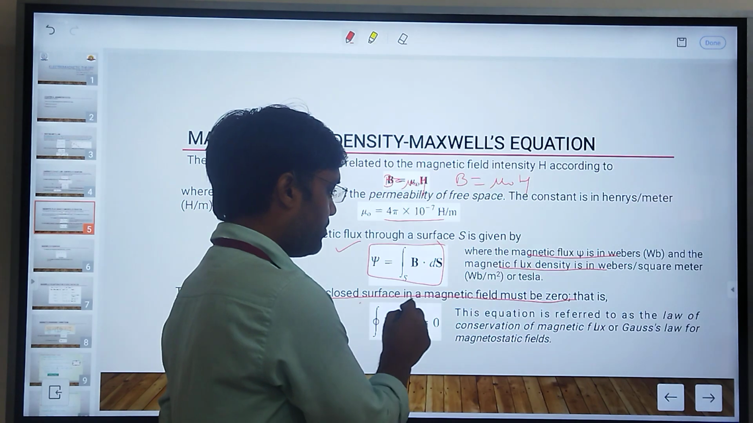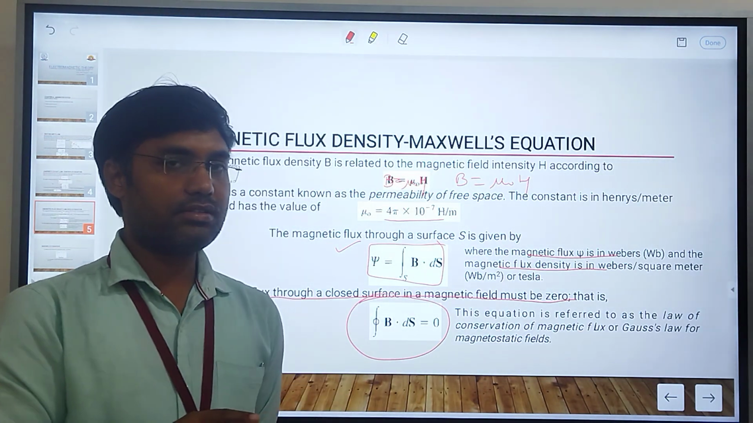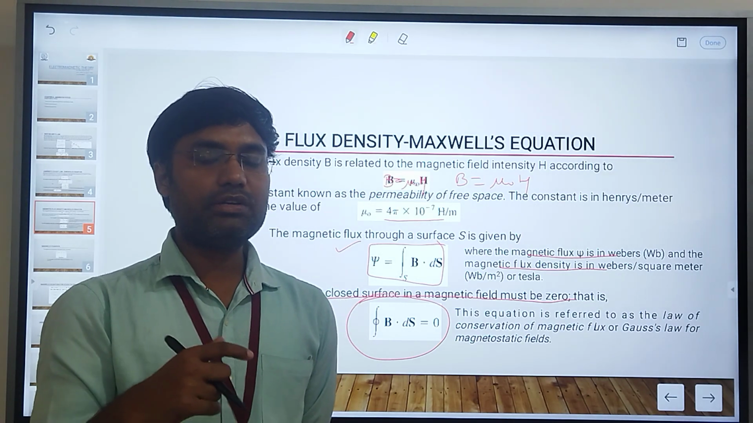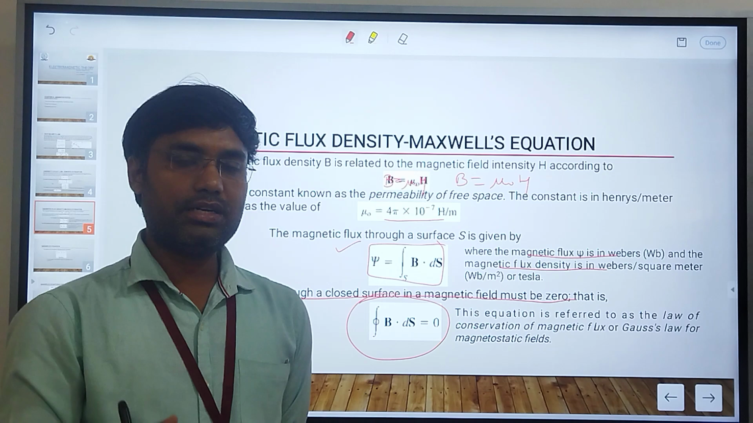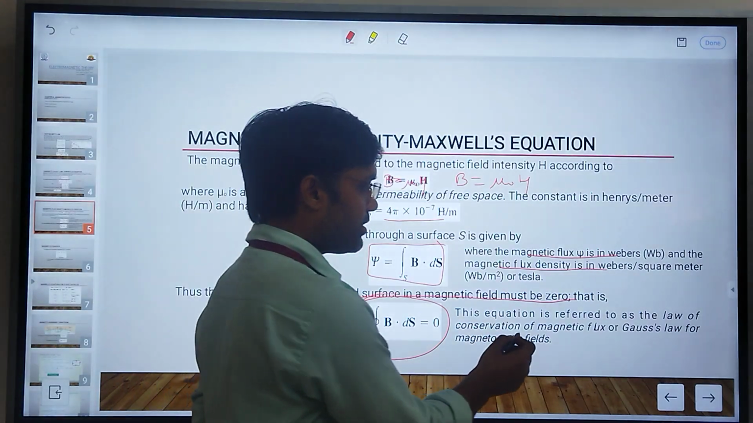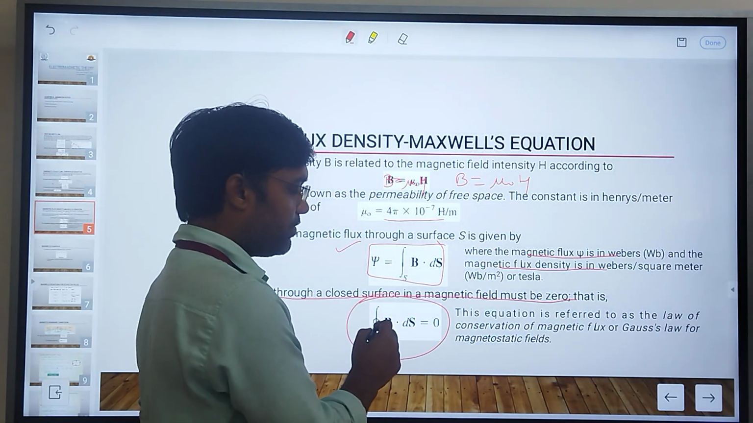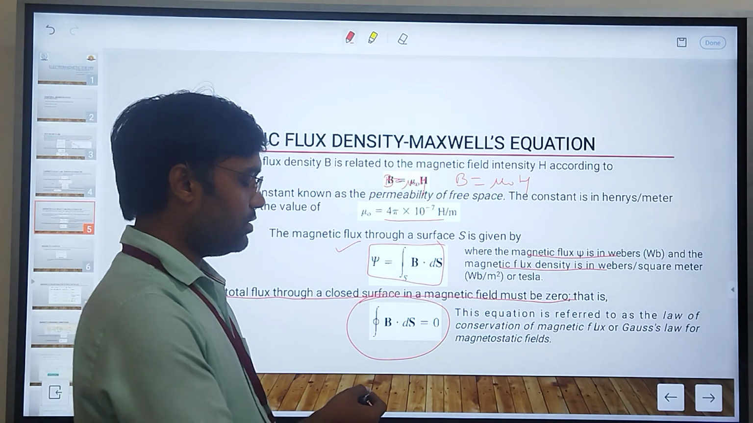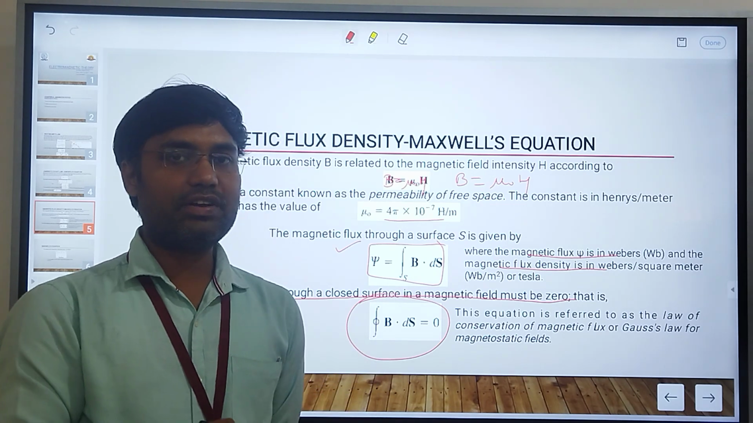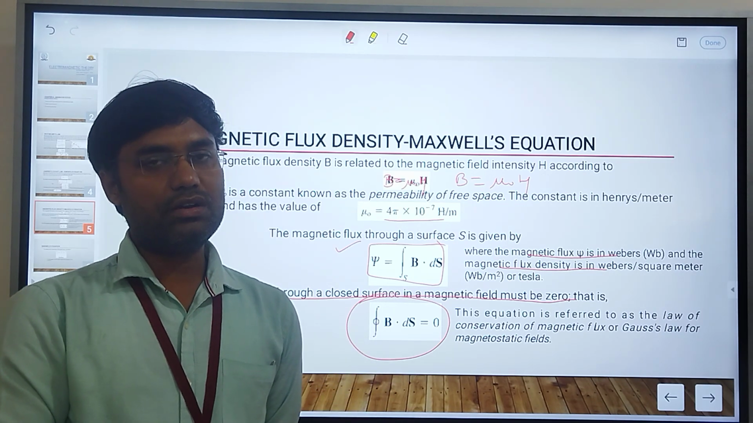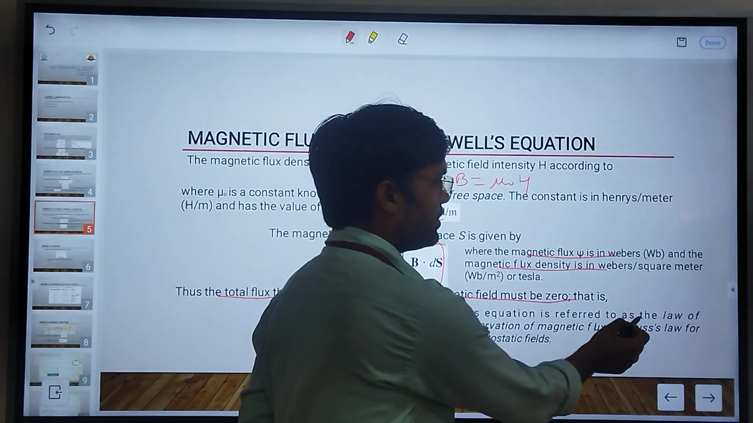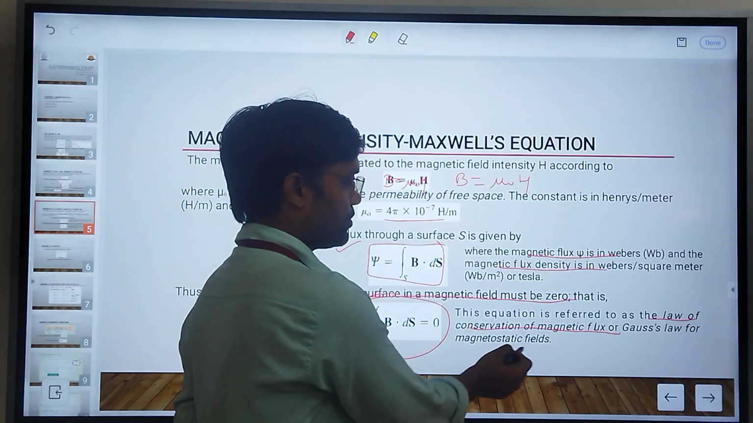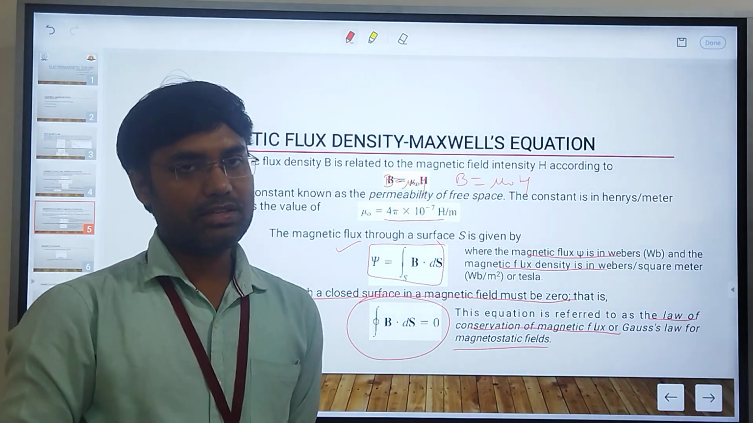The magnetic flux passing through a closed surface should be equal to 0, because the total entering flux through a closed surface should be equal to the total exit flux passing through that surface area. That's why we can say it is conservative, or the sum of all flux should be equal to 0. Mathematically we can write the closed surface integral of B dot ds equal to 0, or the surface integral of magnetic flux density passing through a closed surface should always be 0. This is the law of conservation of magnetic flux, or the Gauss law of magnetostatics. So this is the fourth equation of Maxwell's equations.